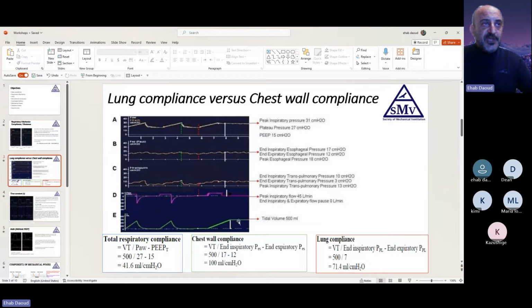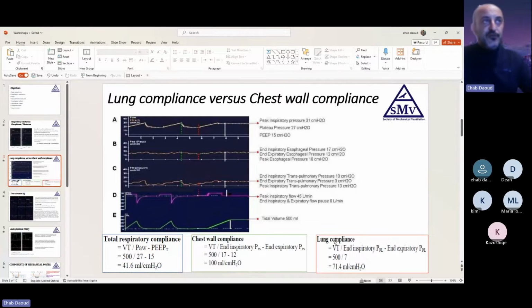So it's the tidal volume again over the end inspiratory esophageal pressure, that white line here, minus the end expiratory esophageal pressure, the red line here. And you can tell in this example, there's not really much difference between the end inspiratory and the end expiratory. But sometimes if the patient is active or has very high or very low chest wall compliance, there might be a marked difference. So in this example it is 500 over 17 minus 12, equal to 100, which looks very normal.